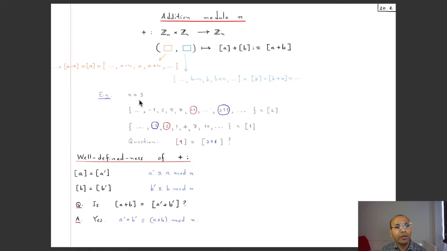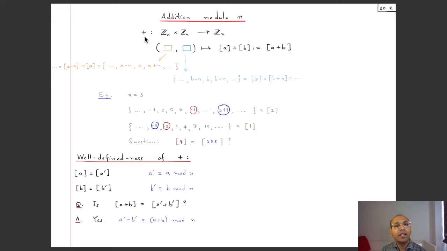So, to drive the point home, here is what is happening. Let n be equal to 3, and I am defining this addition modulo 3. So I take any two elements from Z3, say this equivalence class and this equivalence class. These are sets. This is the equivalence class of any of the members in this set. For example, 5 belongs to it, so it's the equivalence class of 5. It's also the equivalence class of 2, it's also the equivalence class of 11, and so on. And similarly, this is the equivalence class of 1, of -2, of -5, of 7, of 10, and so on.